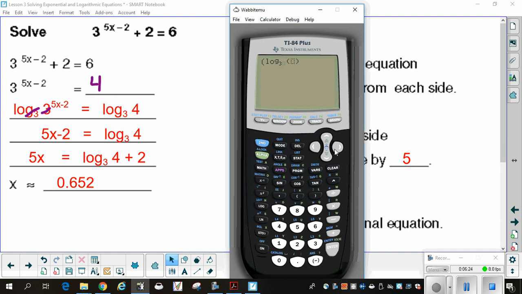Base 3 of 4. Okay, notice I'm going to come on the outside. So log base 3 of 4. Then I'm going to add the 2, close my parentheses. So I've got all of this divided by 5. And you get 0.65237, on and on and on. And again, if I plug just 0.652 in to check it, I will get close to 6, but it won't be exactly there.